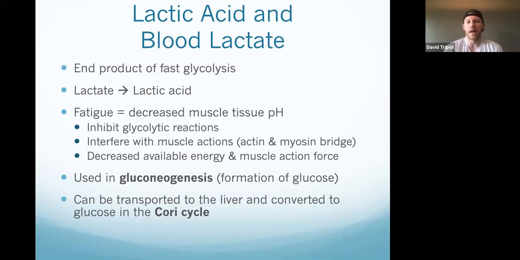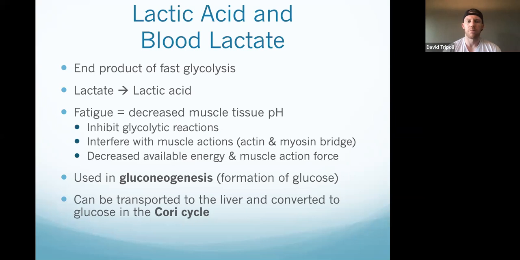Lactic acid and blood lactate. Again, the end product of fast glycolysis, lactate becomes lactic acid. A lot of us have been taught that the side aches we get or the fatigue we get is from lactic acid. That is not the case. What it really is, is the buildup of what's called hydrogen ions in your muscle tissue. So your blood tissue becomes more acidic. And that's what causes the side ache or the pain, or you just have to stop exercising, is the buildup of that hydrogen. The better our body is at filtering out that hydrogen or being efficient with lactate, the more conditioned we are and the longer we can go at higher intensity exercises.